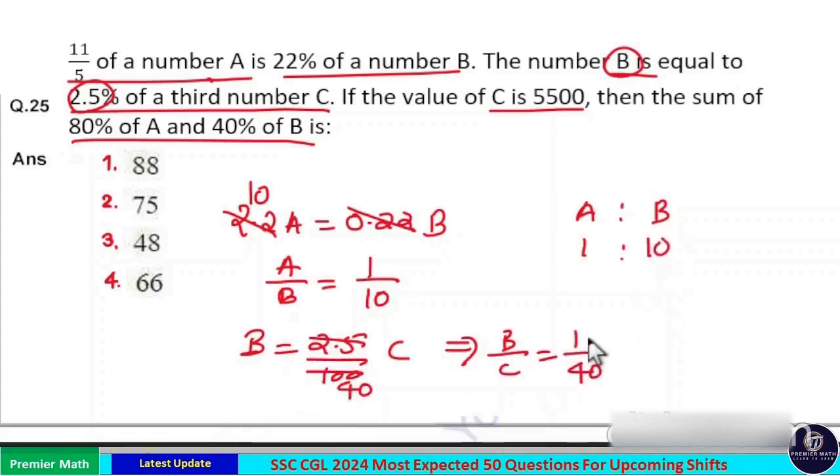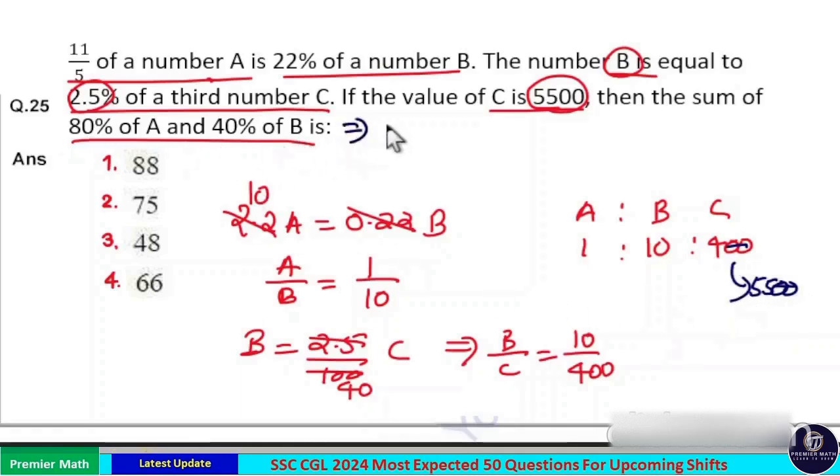But here B is 10 part. So if I multiply numerator and denominator with 10, then B is equal to 10 part and C is equal to 400 part. So C is 400 part. But here in the question C is given as 5500, which means this 400 part is equal to 5500. Then 4 part is equal to 55. If 4 part is 55, 1 part is 55 by 4.